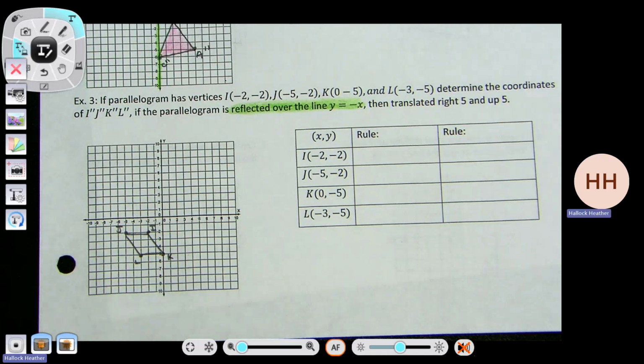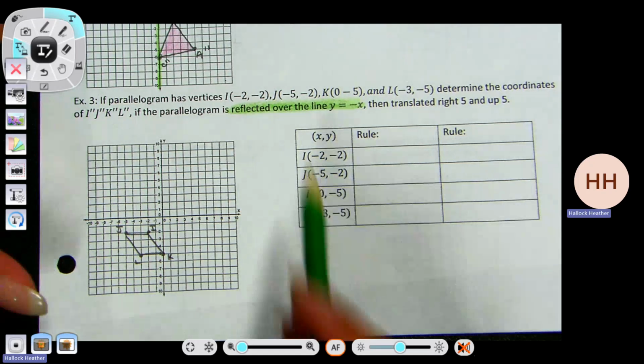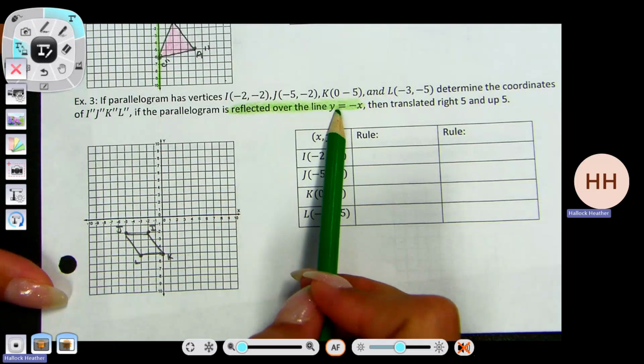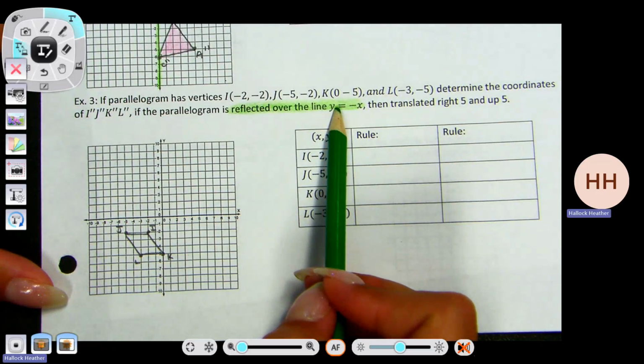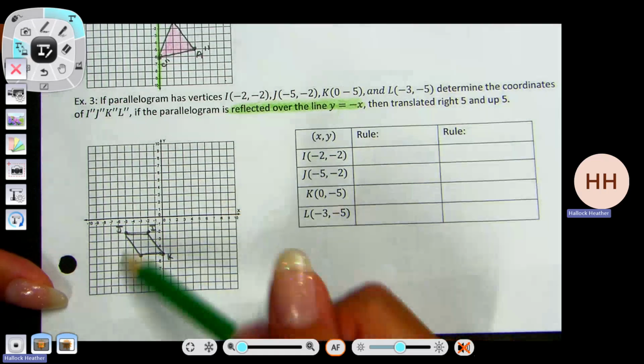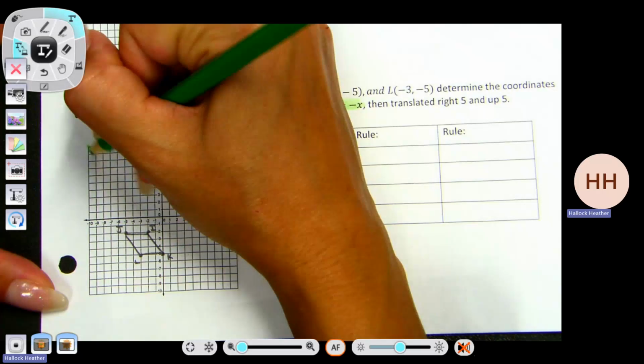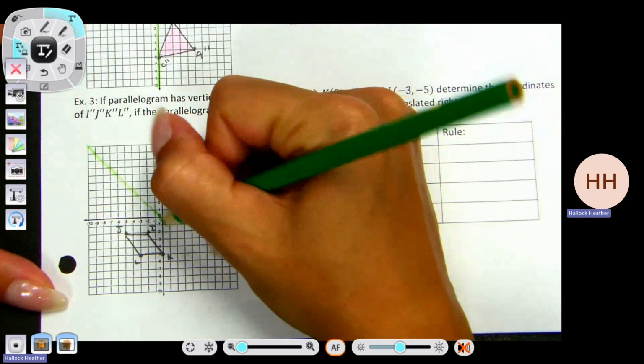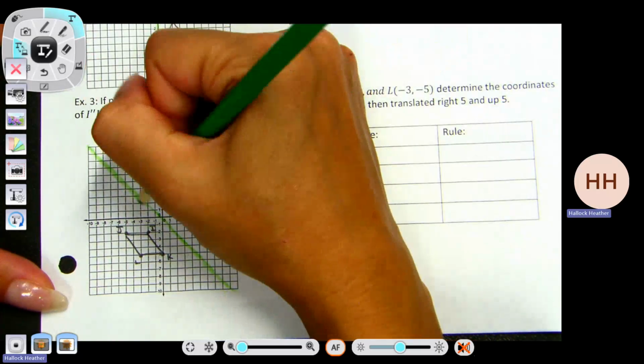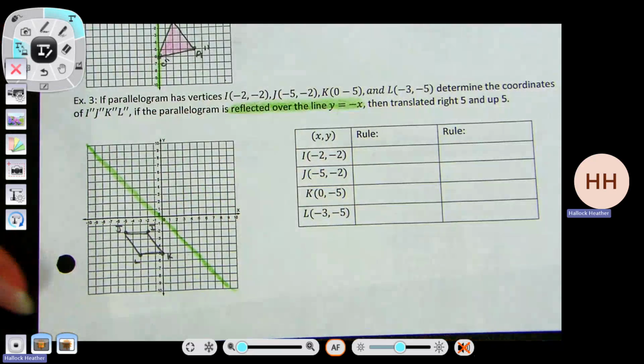Okay, so y equals negative x. What does that line look like? It's diagonal. Is it increasing or decreasing? It's decreasing because it's negative, so it starts high and ends low. For these, some of you have good eyes and can tell where it's going to be at, but I would not do that.